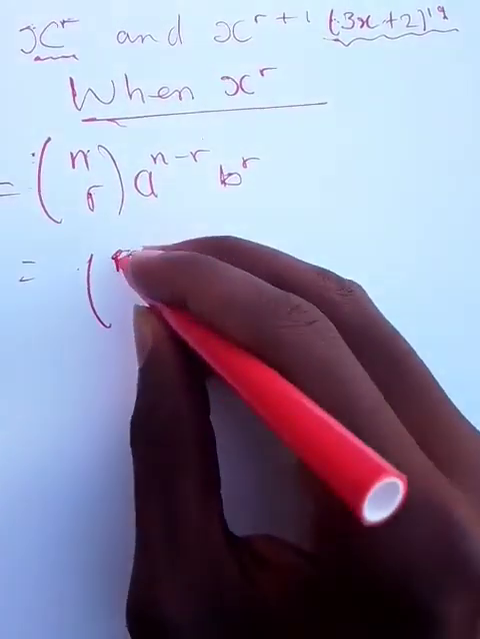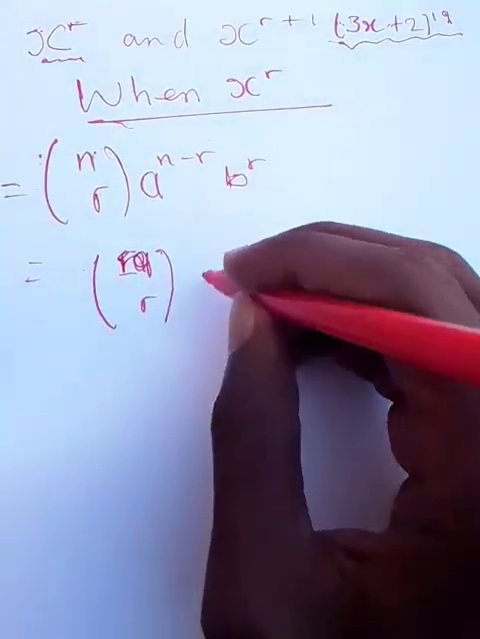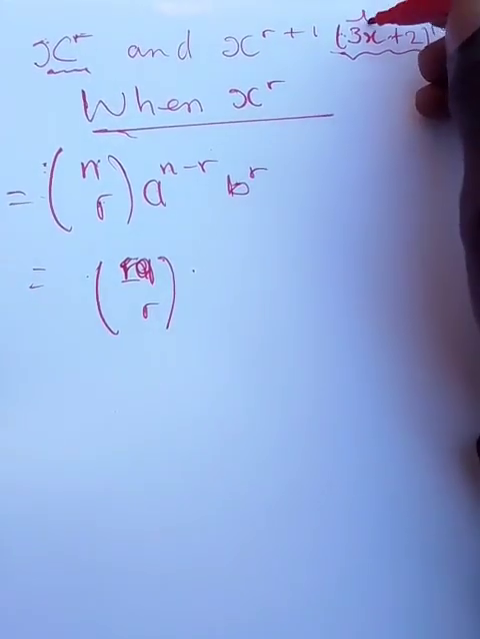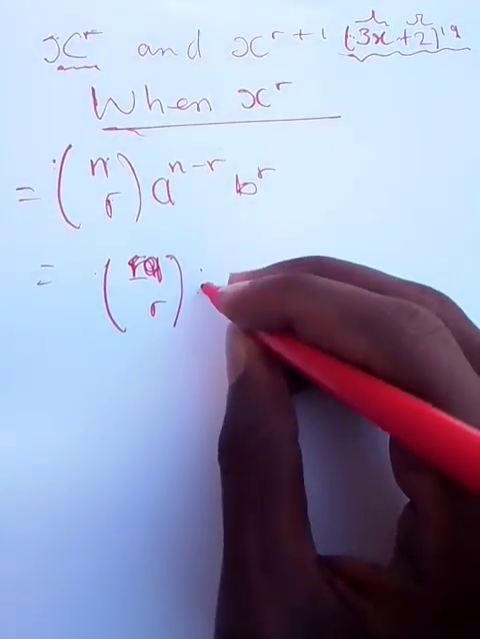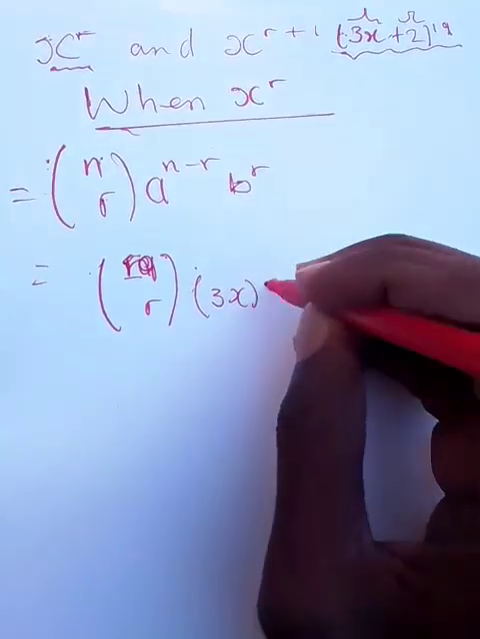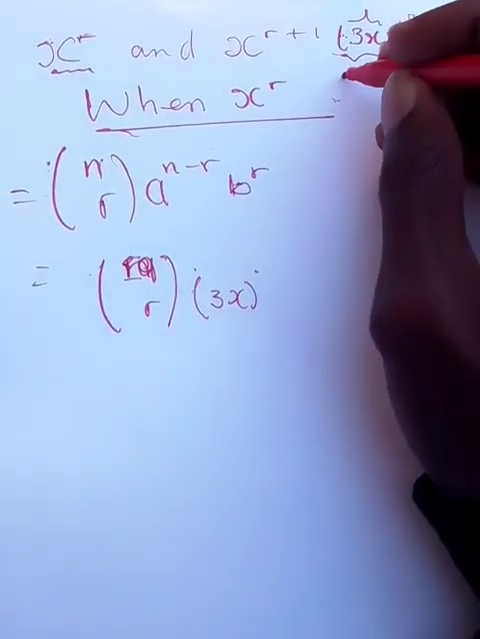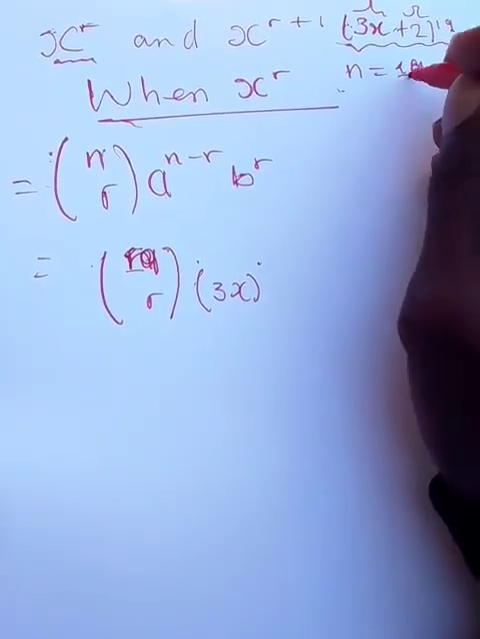So here there's 19, and here there's going to be what? R. And then what is my A? My A is what is found here. This will be my what? My B. Okay, so I'll say 3x, n minus r. Now what is my n? Look, n is equal to 19, in case maybe you are behind. Okay, so this is my n.